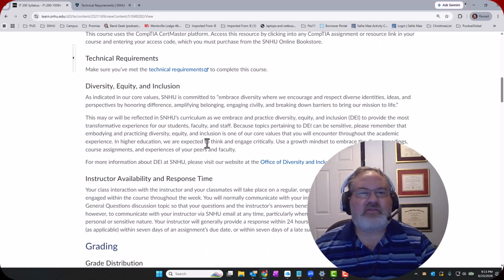Diversity, equity, inclusion. As stated in our core values, SNHU is committed to embrace diversity, where we encourage and respect diverse identities, ideas, and perspectives by honoring difference, amplifying belonging, engaging civilly, and breaking down barriers to bring our mission to life. This may or will be reflected in SNHU's curriculum as we embrace and practice diversity, equity, and inclusion (DEI) to provide the most transformative experience for our students, faculty, and staff.